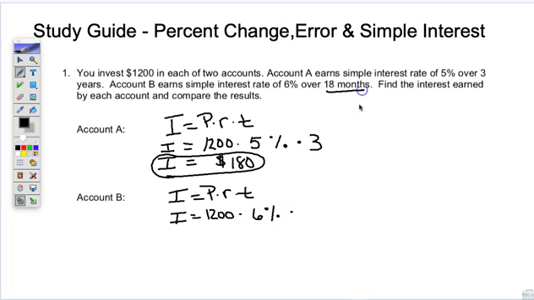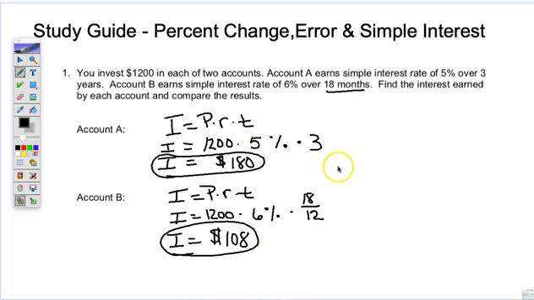Now remember, when you're given the information in months, we want that as a yearly value, so I'm going to write it as a fraction. 18 over 12 because there are 12 months in a year. The result is $108. So looking at both of these, you can see that we clearly would earn more interest with account A than we do in account B. So account A would earn more interest.